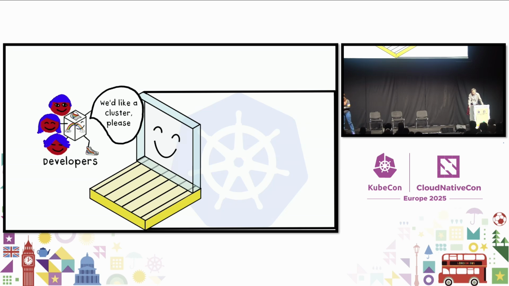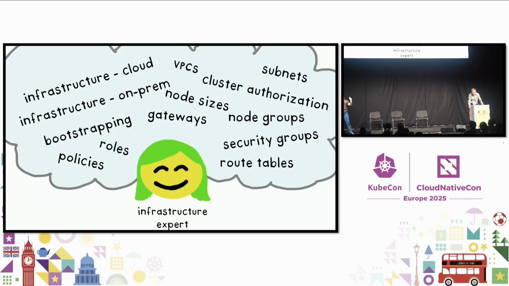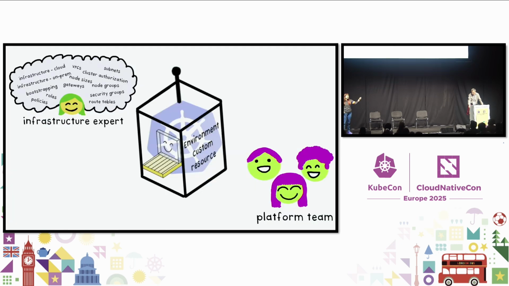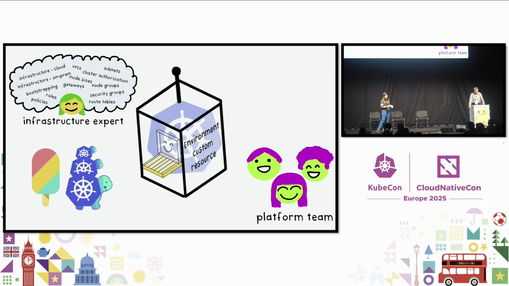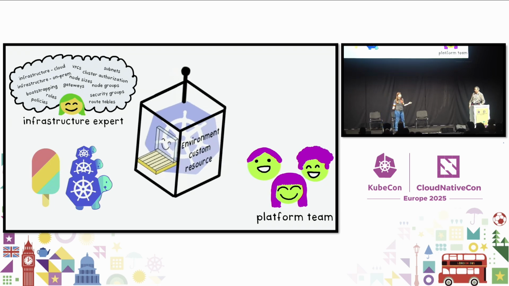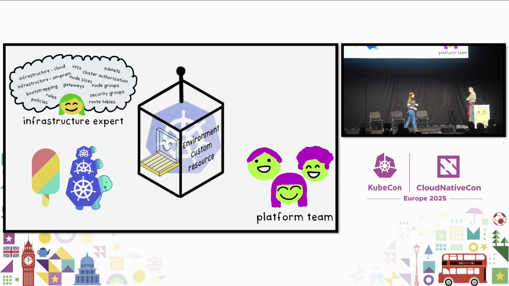The first thing as platform engineers, we're going to talk to our infrastructure expert who's already forgotten more about clusters than we will ever know. We're going to leverage that knowledge, work together with her, and then make a Kubernetes API that the developers can use to provision their Kubernetes cluster. And we're going to do that with a tool like Crossplane or Cluster API.